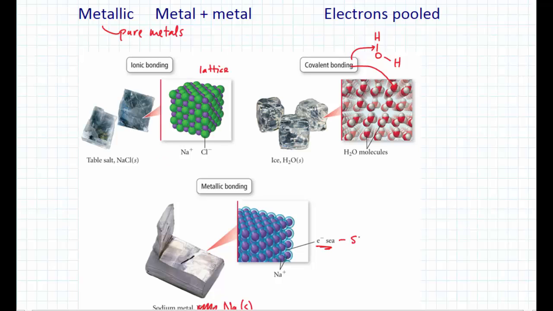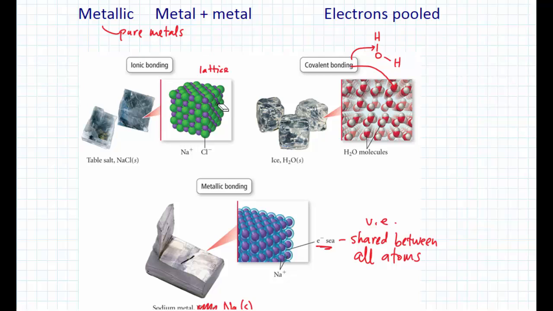Those electrons are shared between, let's say, valence electrons, VE, shared between all atoms. So unlike all these other ones, the valence electrons are not localized onto a particular atom. So the valence electrons are free to move throughout the entire structure of it. And that gives metals particular properties.